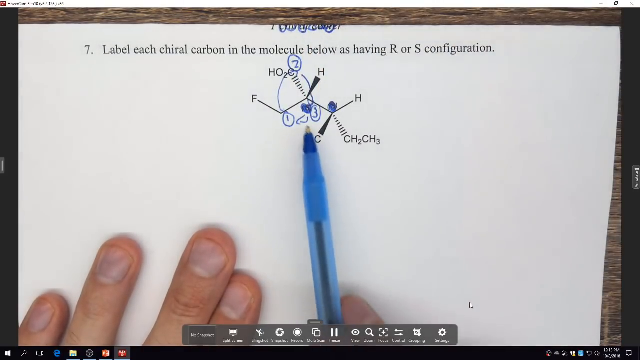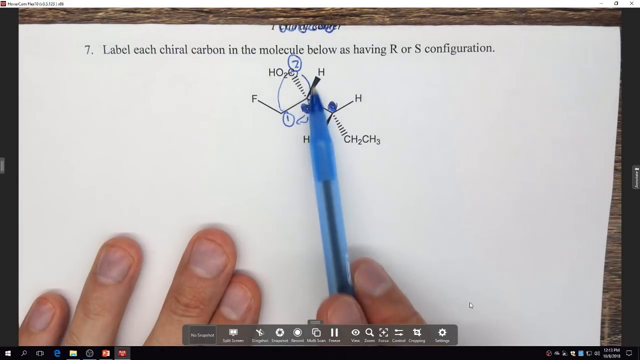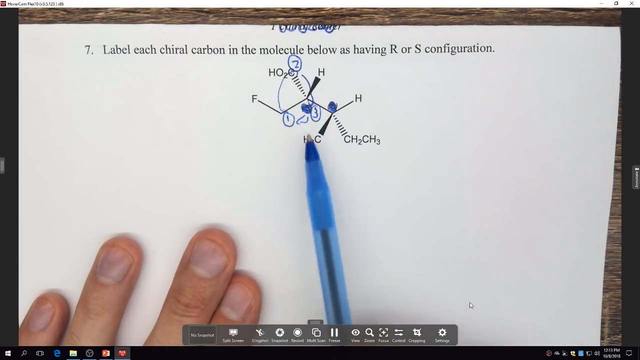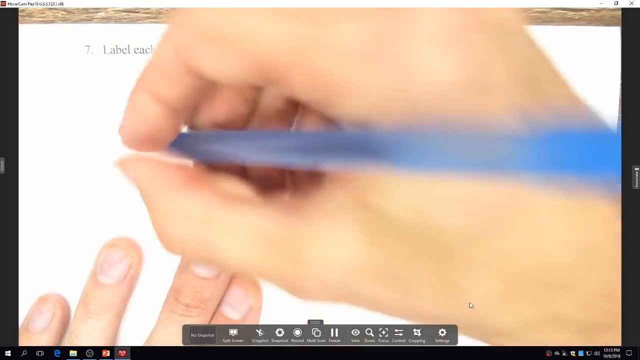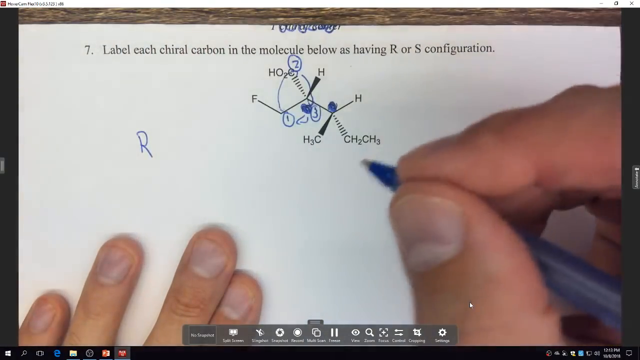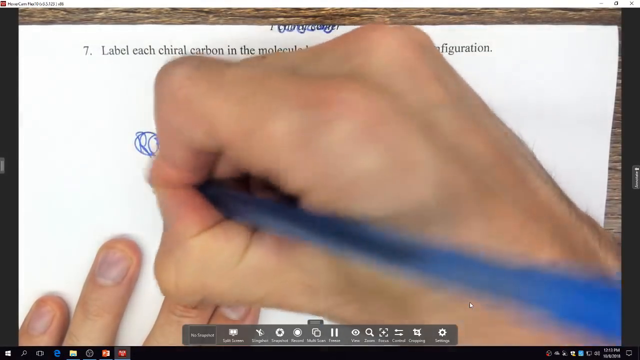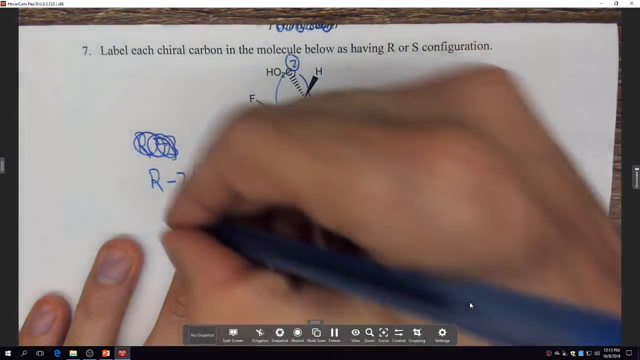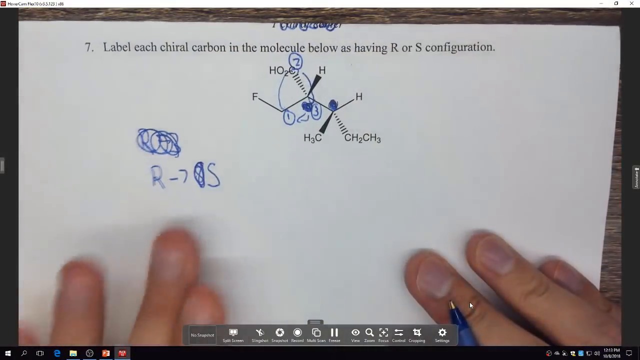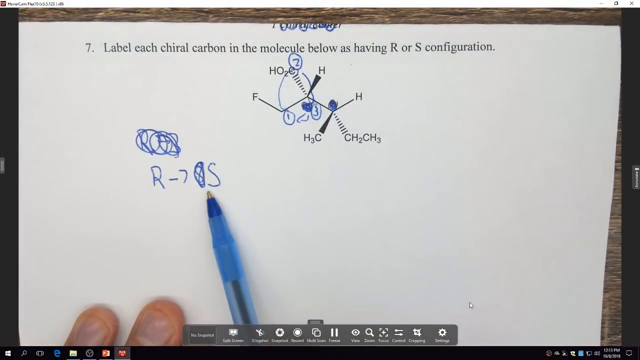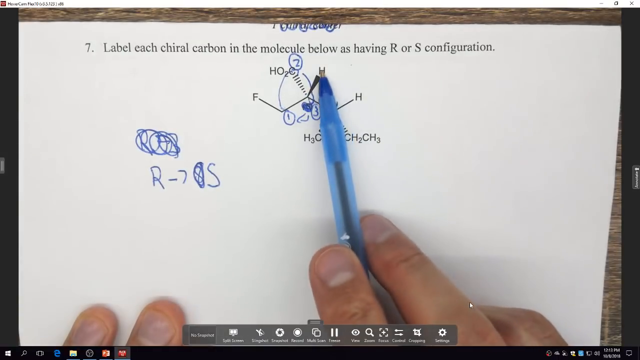As written, is this R or S? It's written as R, right? This is clockwise. However, what do we have to do? Flip it. R becomes S. Not 8, it becomes S. All right? So R becomes S because the hydrogen is sticking out.